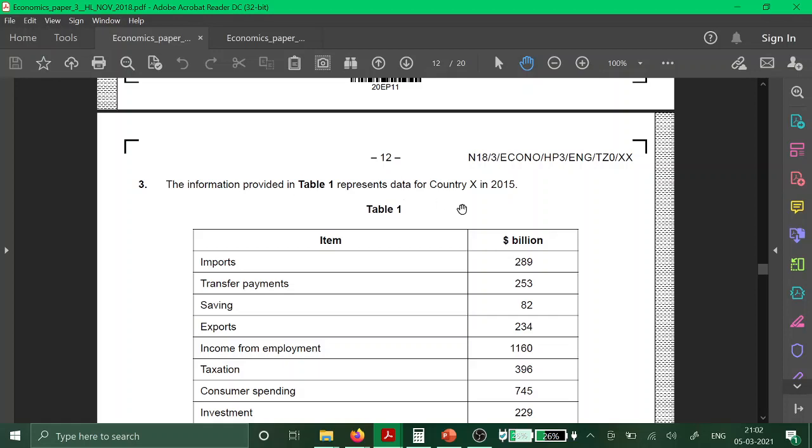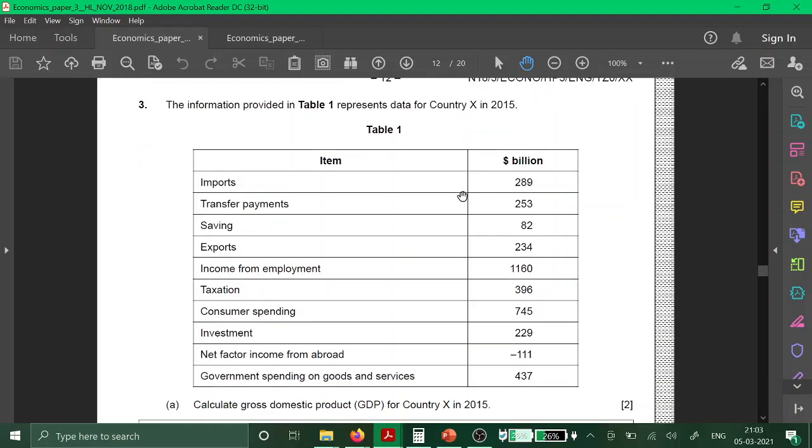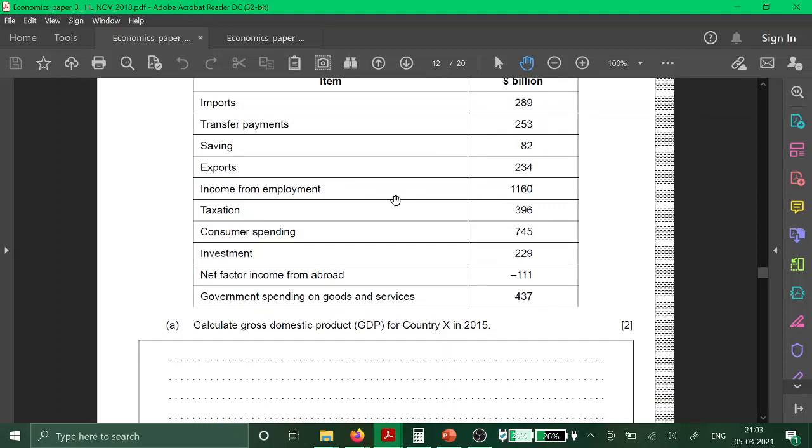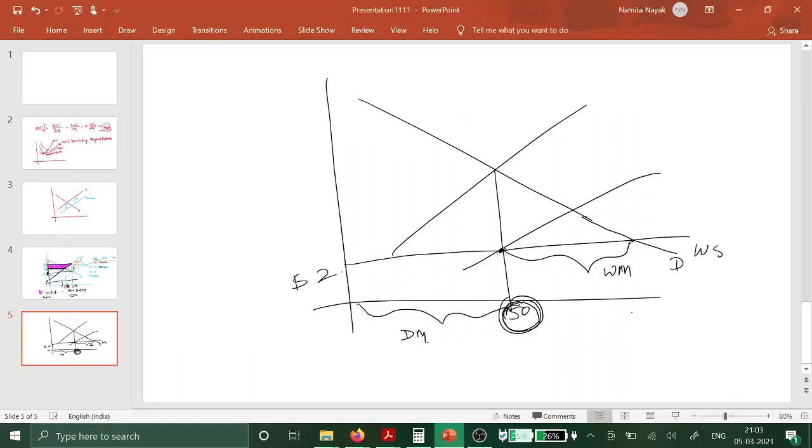Calculate. So we had this question in one of our exams. If GDP, I know the formula for GDP. It'll be consumer spending plus investment plus government spending plus X minus M. So C plus I plus G plus X minus M. C stands for consumption, I for investment, G for government expenditure, X for export and M for import.